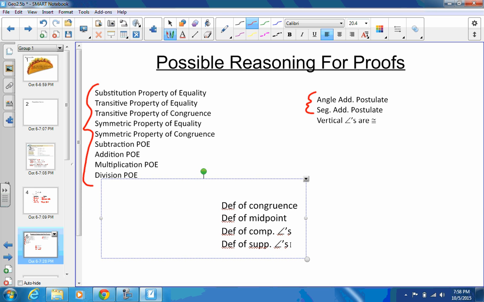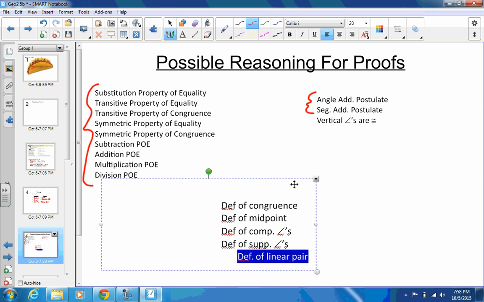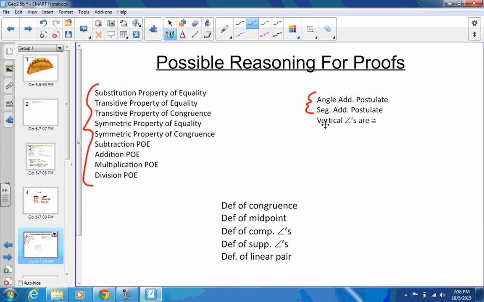I'll put this down here. Since that's another definition, I kind of wanted to make that go with these definitions over here. All right, so now we have those two postulates.